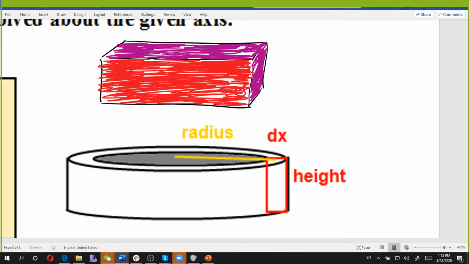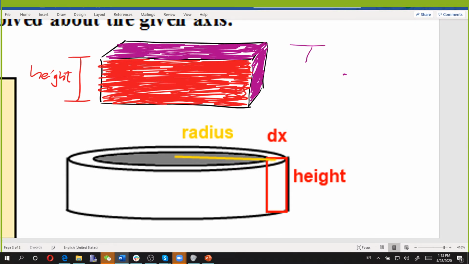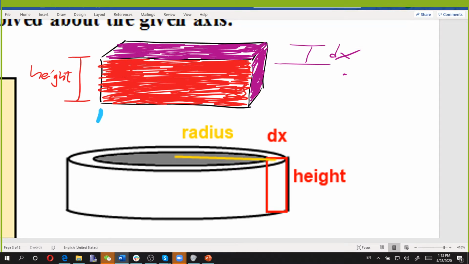Okay, again, not the best coloring job, but we've got a height, an infinitely small dx, and the interesting part, our width, which is actually our distance all the way around the circle here, which in 2D would be, if this is a circle, 2 pi r, the circumference.